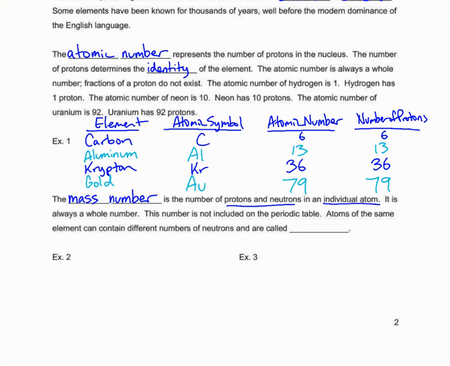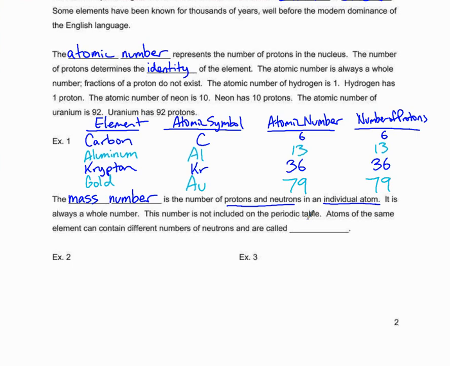The mass number is always a whole number. There's a number of protons and a number of neutrons. Those are both whole numbers. You have whole protons, whole neutrons. There's never fractions, so it's always a whole number. It's also not included on the periodic table because one particular element could have different size nuclei.